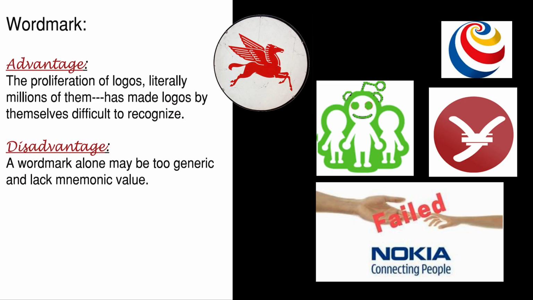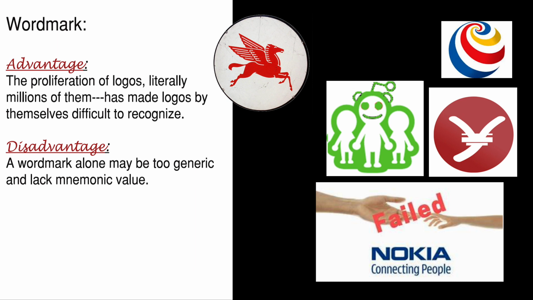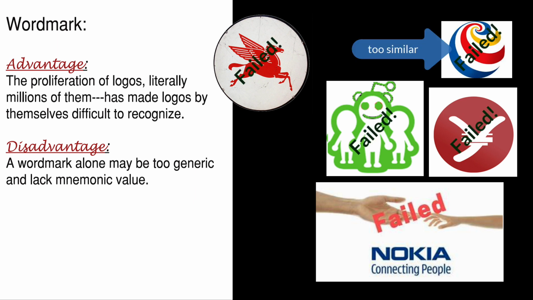The advantage of word marks is that among the literally millions of logos, those with symbols alone are difficult to recognize. The disadvantage, however, to a word mark is that the word may be too generic and lack mnemonic value. These are examples of failed symbol logos because they were either not recognizable to their company or too similar to an already famous one.